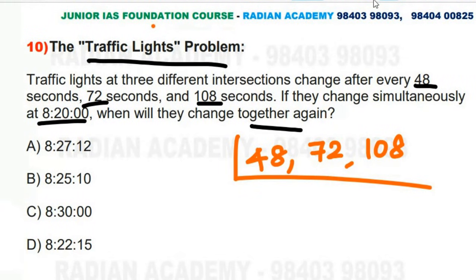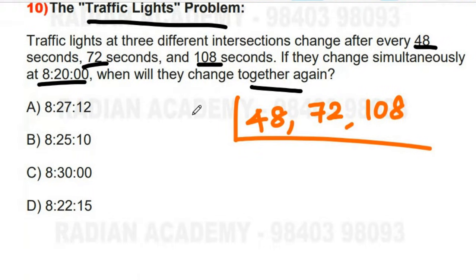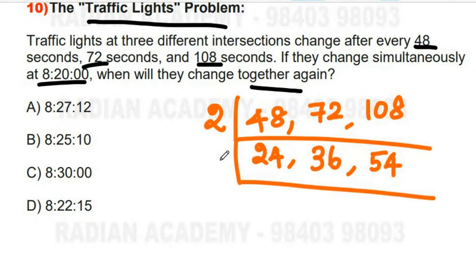432. Okay, we'll start with 2: 24, 36, 54. Again, you can go for 2: 12, 18, 27. Very good. Then go for 3.